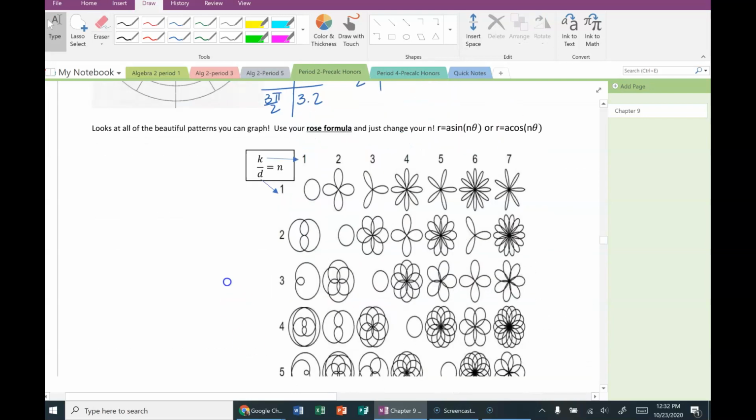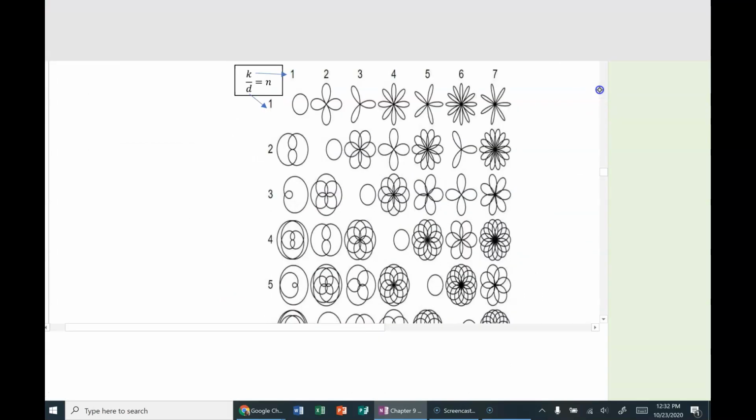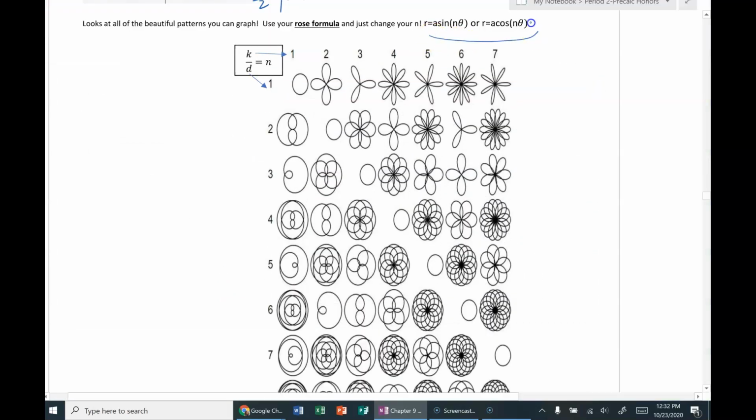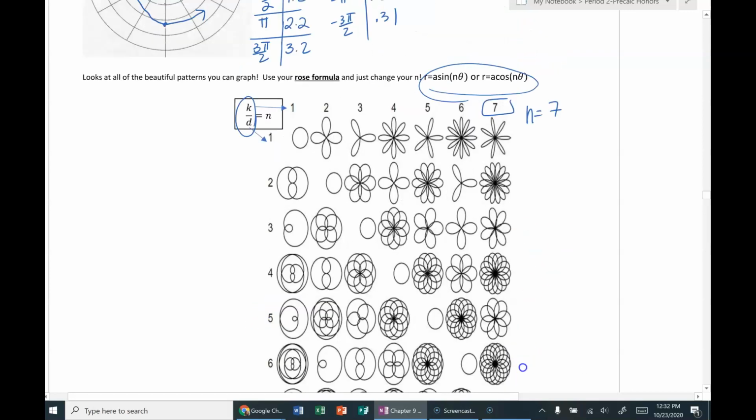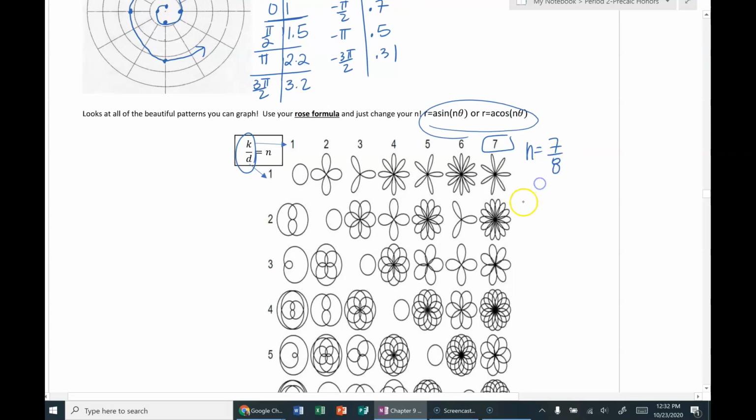Now I put on here, if you have time, you can try it out, but you don't have to. This is actually something super cool to try. Can you see that if we are using the rose formula and your n value is k divided by d, so if I go 7, so n equals 7 divided by, let's just say what looks cool. Oh, this one looks cool. 8, okay, so 7 over 8 is my n. So if you enter in r equals, let's pick an a value of 5.